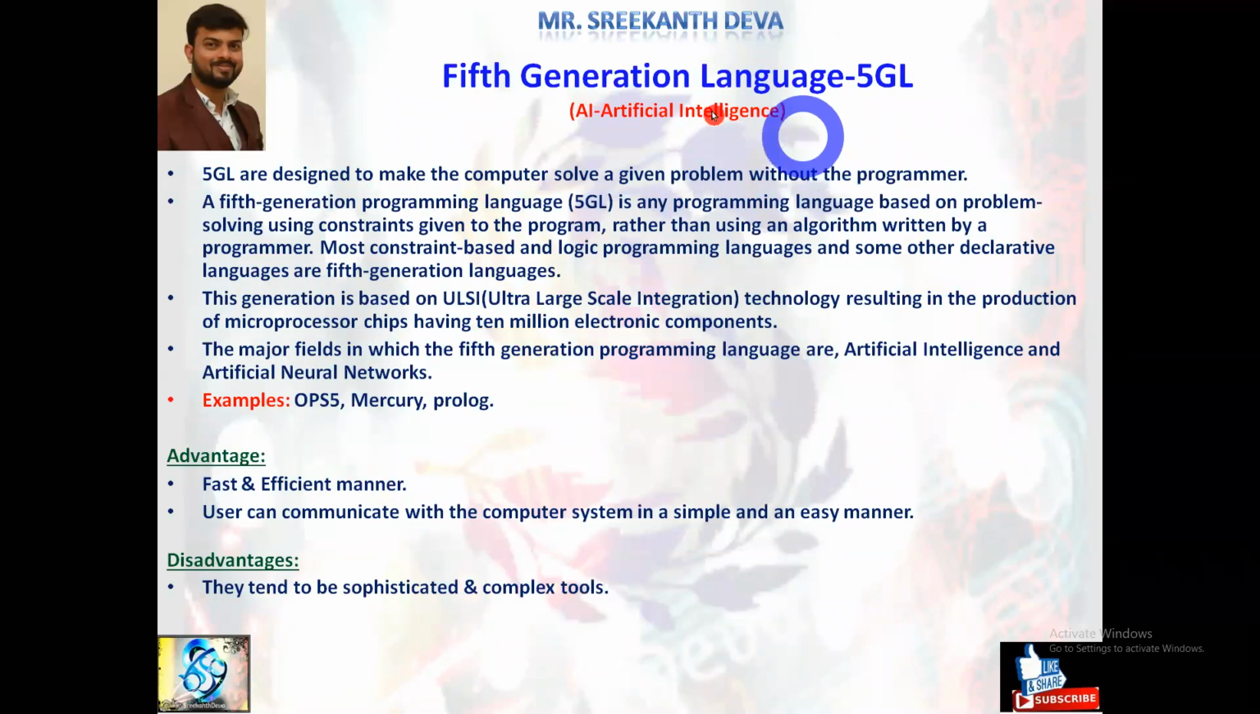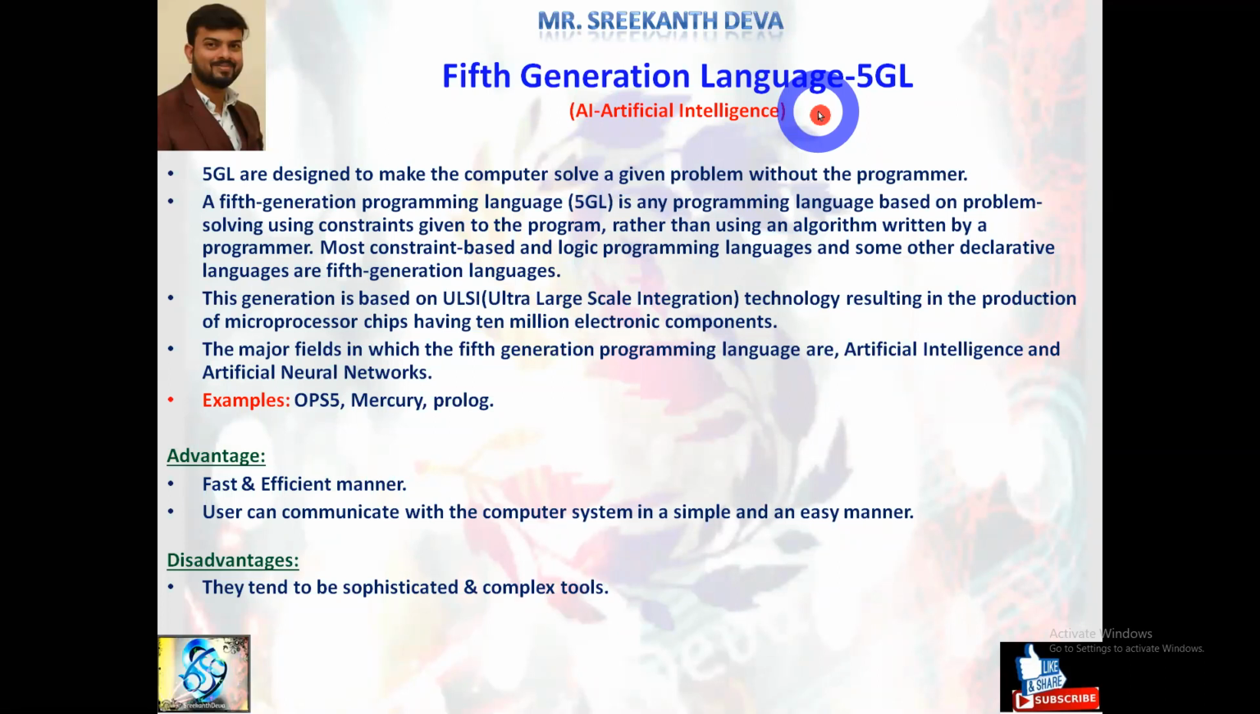Next, the last generation, fifth generation languages, we can simply call artificial intelligence. These fifth generation programming languages are designed to make the computer solve a given problem without the programmer. Up to fourth generation languages required a programmer, but coming to fifth generation languages, no programmer is required here. The fifth generation programming languages are also known as natural language.